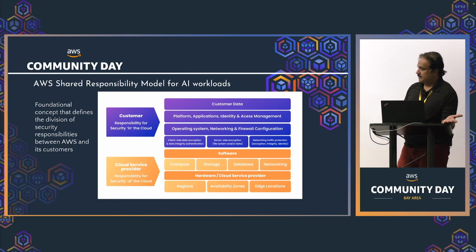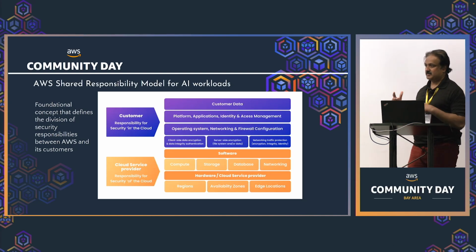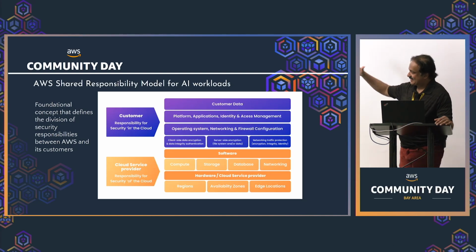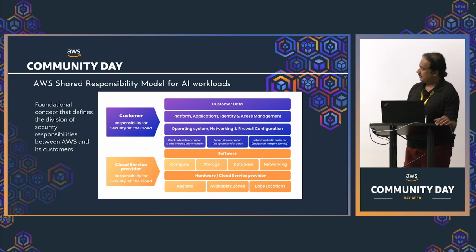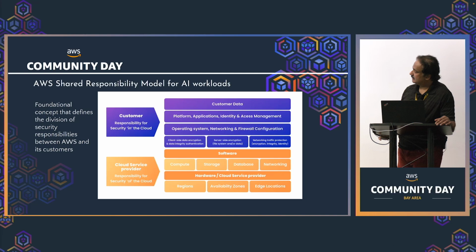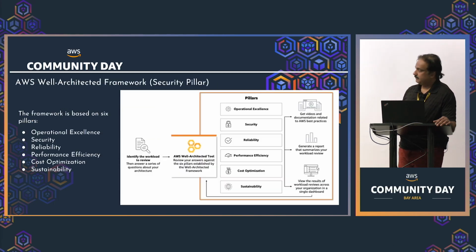This is one of the common, basic slides, the shared responsibility model. Just because you build and deploy an application on AWS, it's not going to be secure by default. There's a customer's responsibility and the AWS responsibility. So this will give a perspective of what we need to do as a customer when we design and build our AI application or agents on AWS.